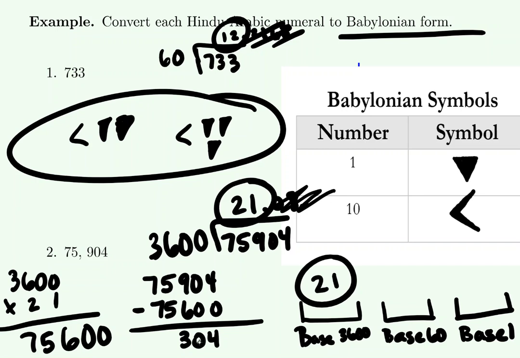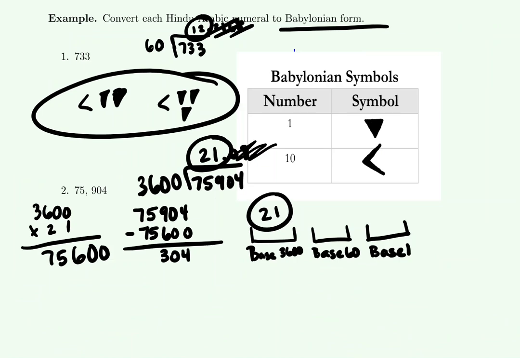Now we have to ask ourselves, how can 304 be represented by base 60? Off to the side, you would take the amount remaining, 304. The next base that we're trying to represent that by is base 60. We're going to be decreasing through the bases, so we would divide that by 60.